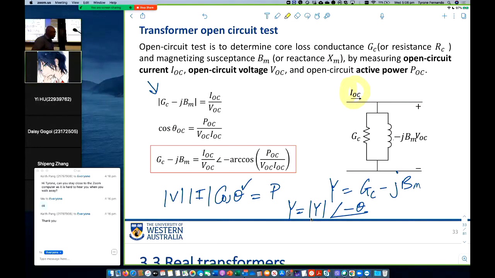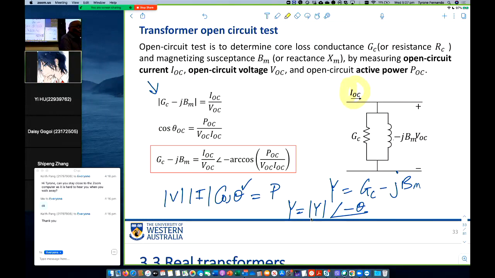So the admittance Y is simply GC minus GBM, right? Actually, I should write plus GBM. That minus is actually part of BM. I'll leave it like that, but it doesn't matter. But you understand that. Now, if I write it in polar form, I could still think of this as an impedance. I could think of it as Z. Z is 1 on Y, right?